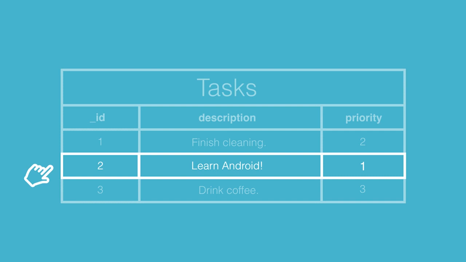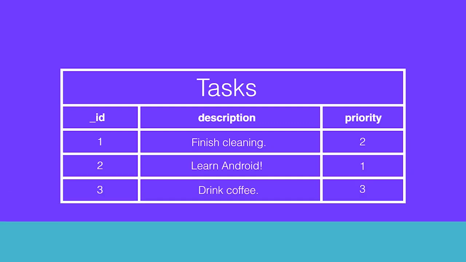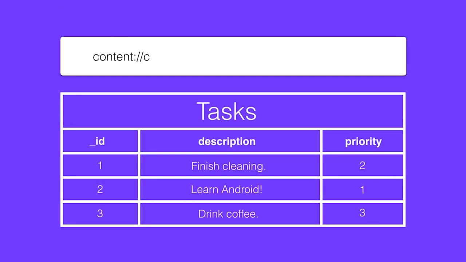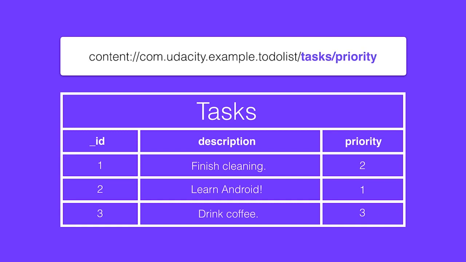If I want to look only at the priority column, I might define a URI that points to data by appending the name of the column to my path. This path, tasks/priority, has the name of the task directory and the column name priority, so it includes all of the information a content provider would need to select data from the priority column.